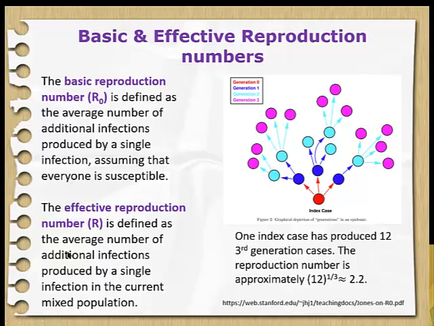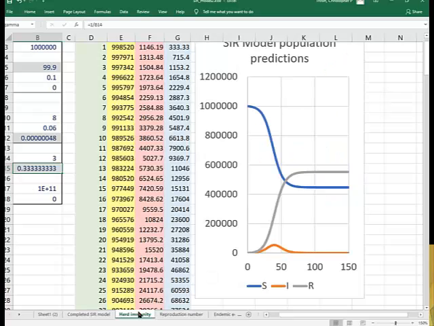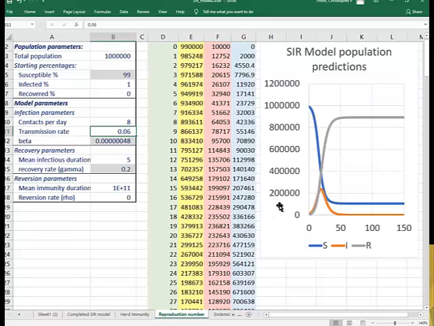So I'll just say that when all the people in the population are susceptible, then the effective reproduction number is equal to the basic reproduction number. Typically, when you start out, there are very few infected, so the reproduction number is equal to the basic reproduction number. As the infection spreads, the effective reproduction number will go down. Okay, so I'll go to reproduction number down here. And here I have a case, 8 contacts per day, mean infectious duration is 5. And you can see that the infection is growing like this.